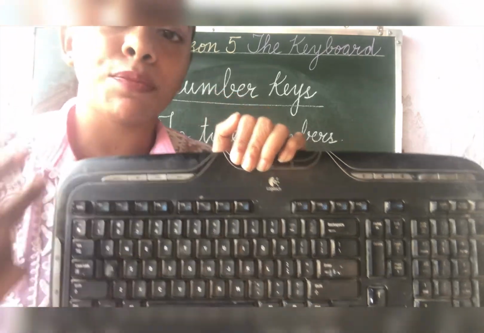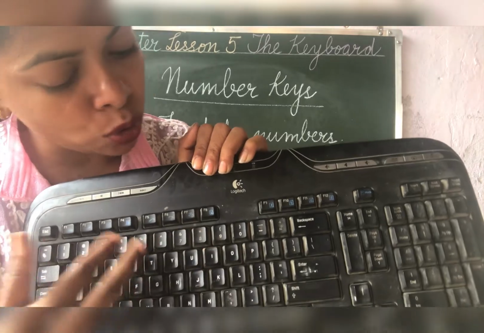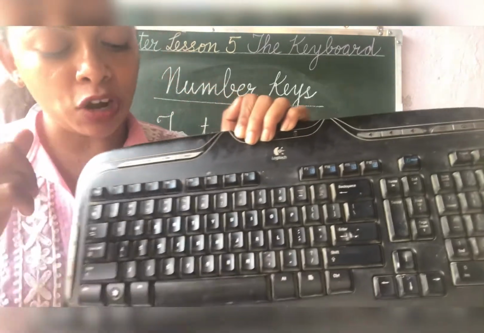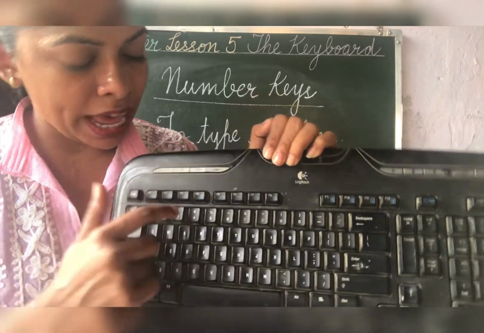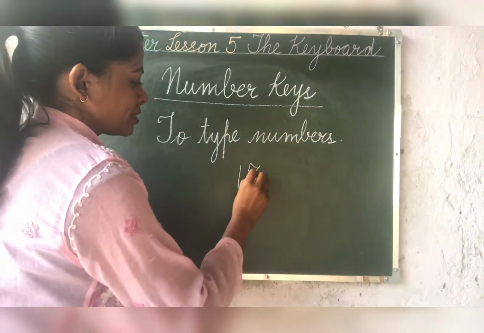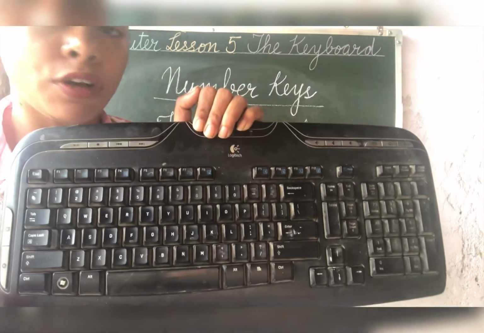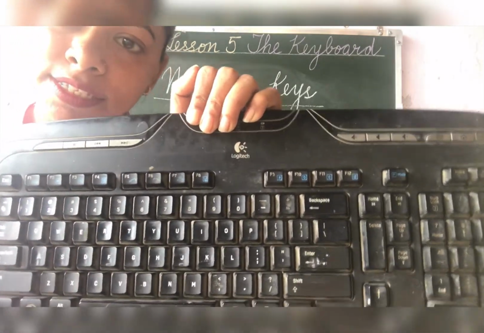Now children, suppose I want to write 13. But there is no key of 13 number. So how will you write 13 on the monitor? For that you have to press 1 and 3. So when you press 1 and 3, it will write like this, 13. So to type numbers on the monitor, you have to press the number keys.